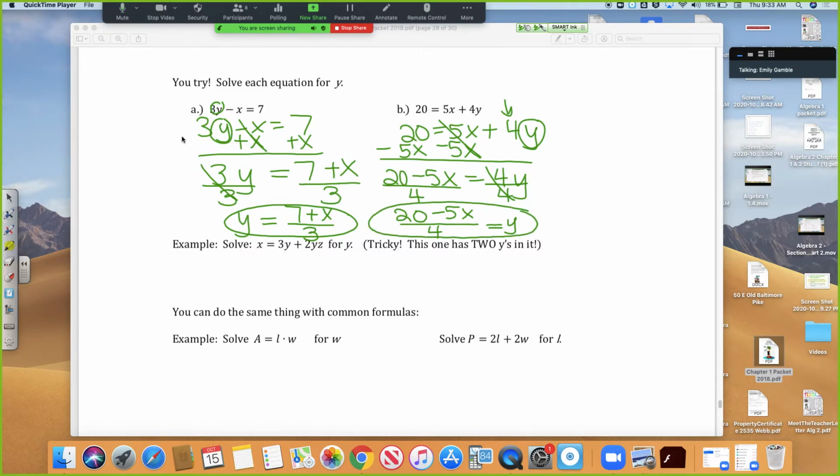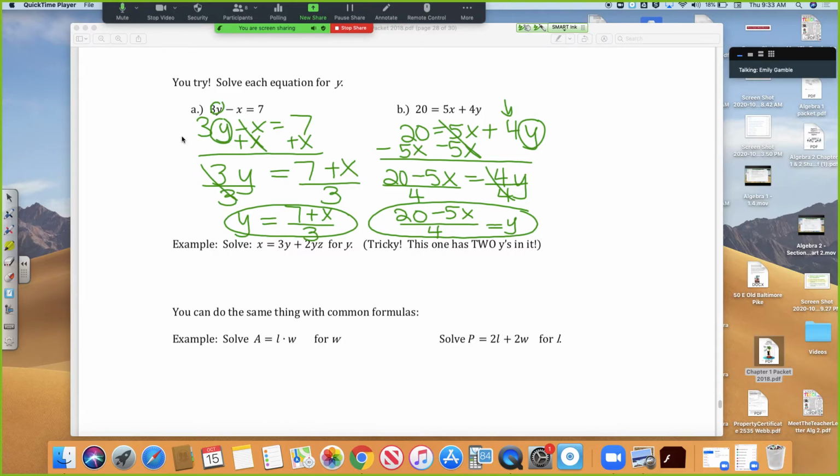Now, if you wanted to try and simplify this further, you can, because 20 divided by 4 is 5. And you could just write 5 minus 5x over 4, but we'll just leave it at this. This is totally fine to leave it like that.